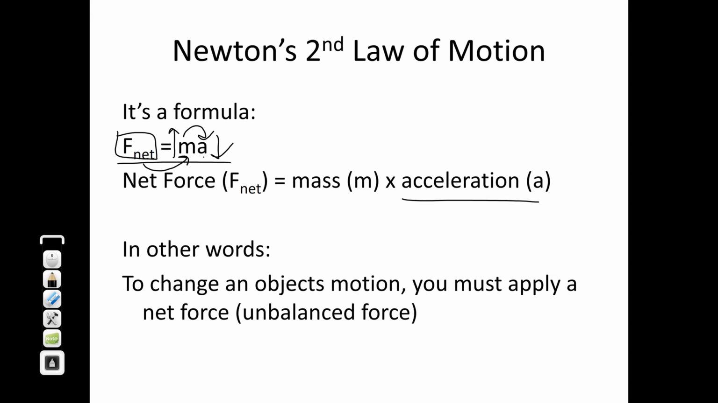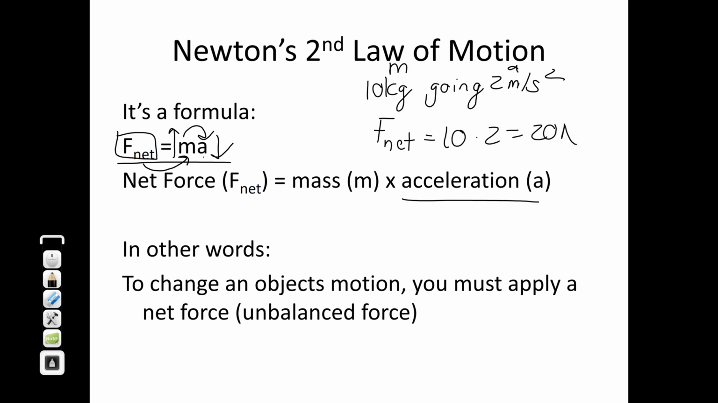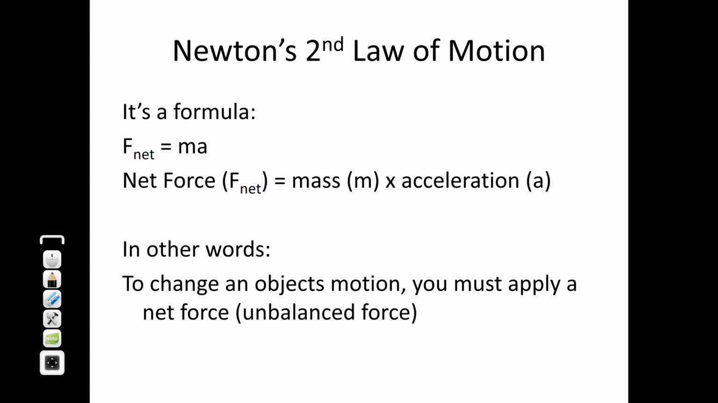It's pretty straightforward. If you have a 10 kilogram object accelerating at 2 meters per second squared, what's the net force? Well, this is mass, this is acceleration, so 10 times 2 equals 20 newtons. So 20 newtons has to be applied to 10 kilograms to make it accelerate at 2 meters per second squared, to make sure it keeps on speeding up that way. If the net force is 0, the object is still there.